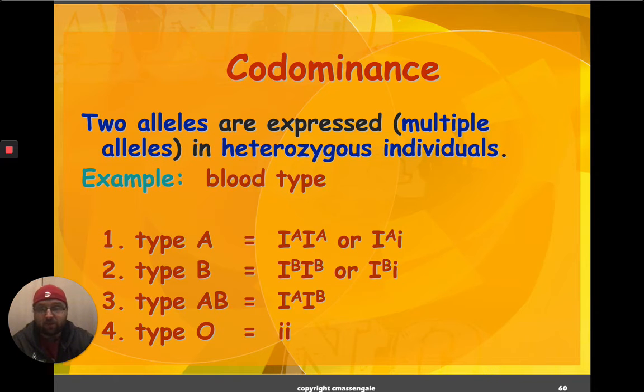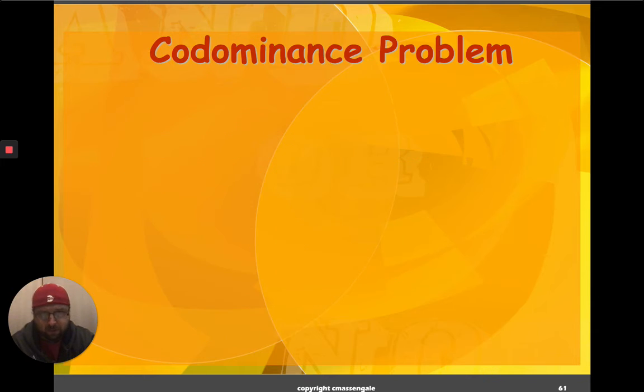So that's just a little bit about blood types in humans. There's also the Rh factor, which is positive and negative, and we don't need to get into that here. That really doesn't deal with codominance. But anyway, that's a little bit of background about human blood.